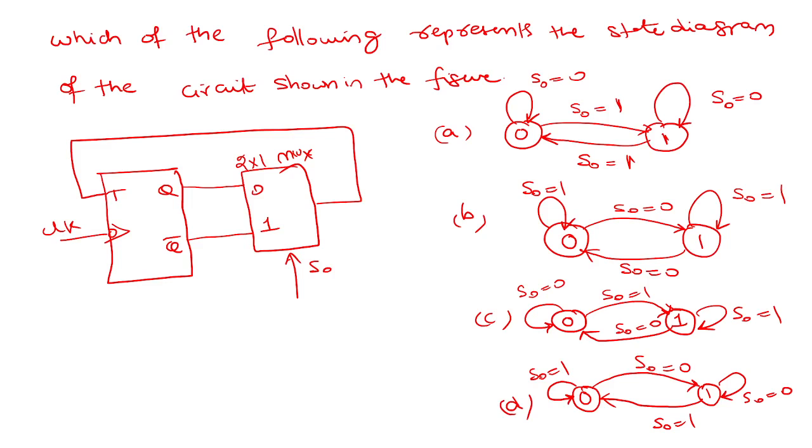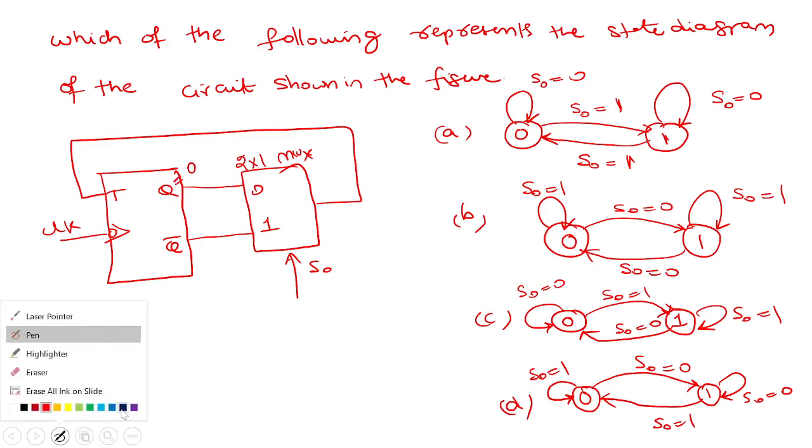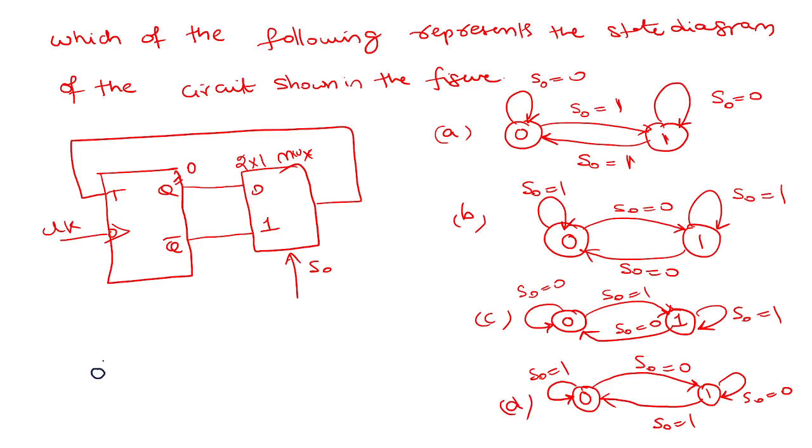See, for this, a simple way is to start with an assumption of Q. So you assume Q equal to 0 or Q equal to 1 and start. Let's say I'm at state 0. Very simple. You are at state 0. That means this is Q, you are representing Q. Q bar could be 1. So this input is 0, this input is 1.